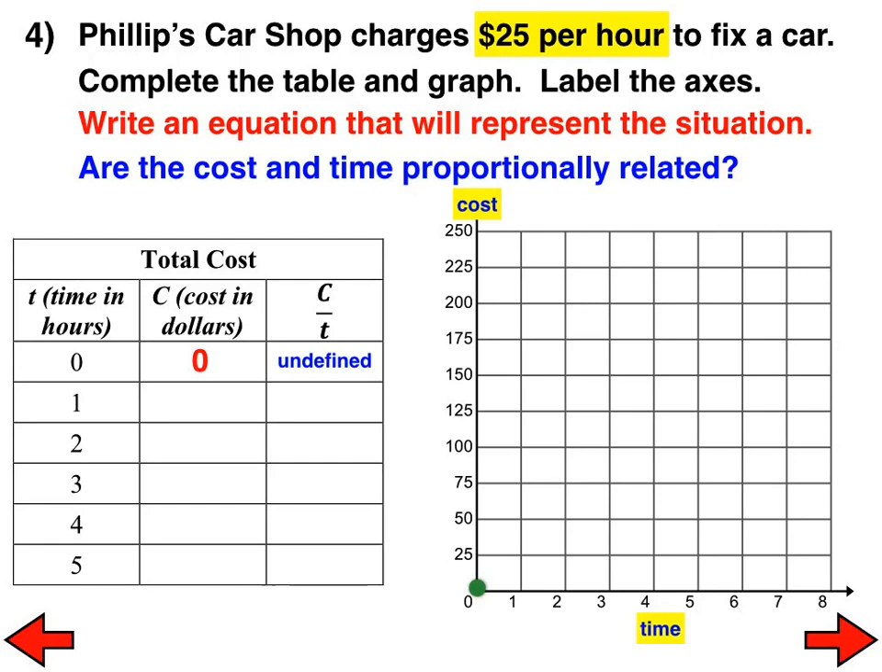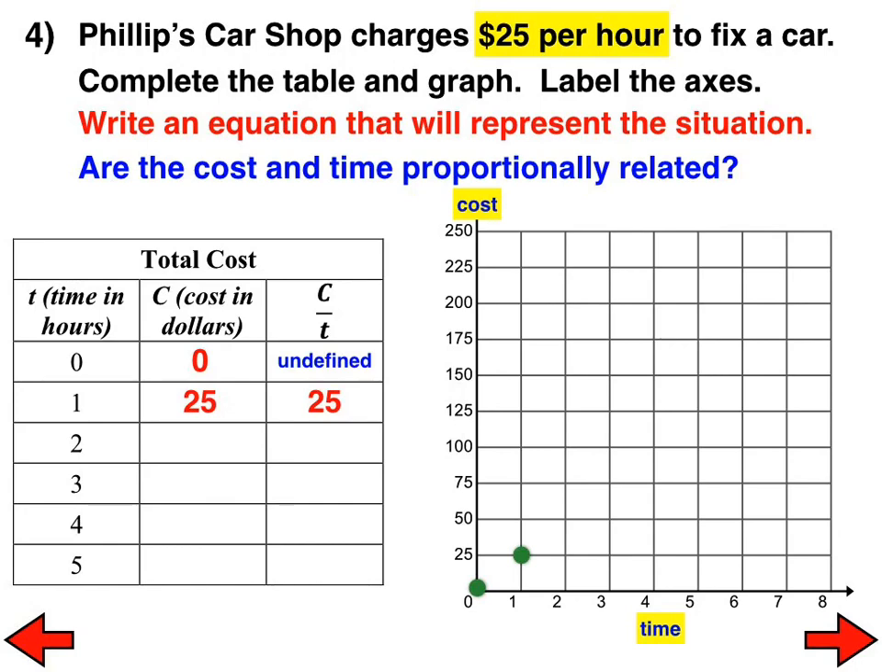At 1 hour, what is the cost? 25. What is the ratio of c over t now for that one? It's 25 over 1, which is 25. And then we can plot that ordered pair, and I will let you finish this problem.